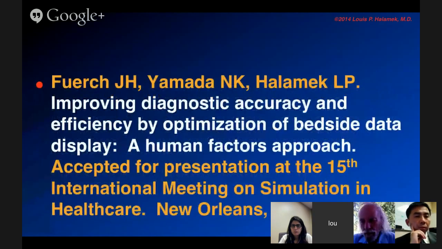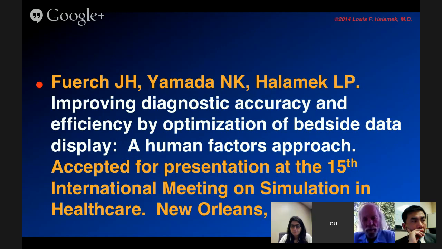And finally, Janene also is leading a study. This is her own study looking at the way we display data at the bedside in the intensive care unit. If you look at the way we display data now, and of course we're getting more and more data streams on practically a monthly basis that become available to us, so we can detect more and more things in our patients. But what we don't know is how many of these data streams can actually be accurately interpreted by human beings who are at the bedside.